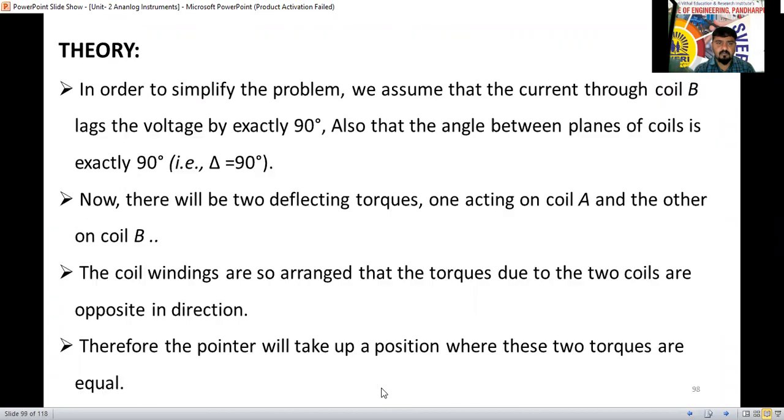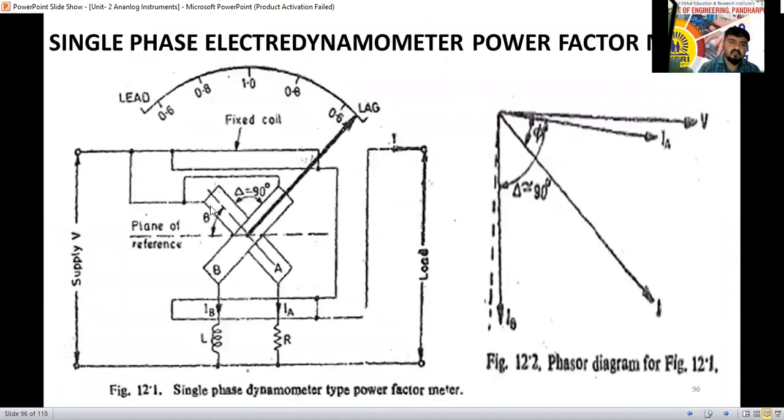Based on that, see here two coils are there, A and B. The angle between voltage and current we have assumed is phi. But the current flowing through coil B, the inductive load, lags the voltage by 90 degrees, and the same 90 degrees we assume between coil A and coil B. Because of this, this coil also produces some force, and this coil also produces some force here.